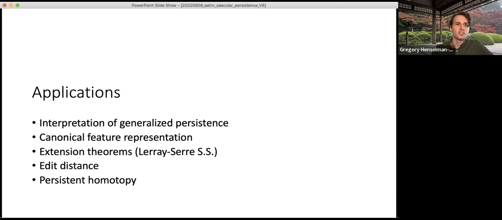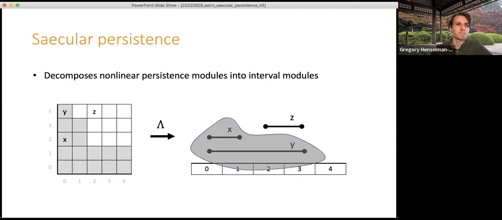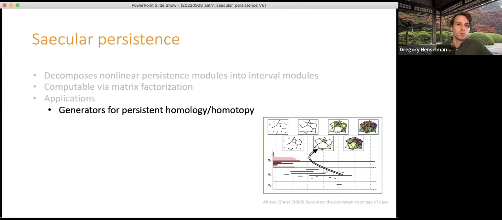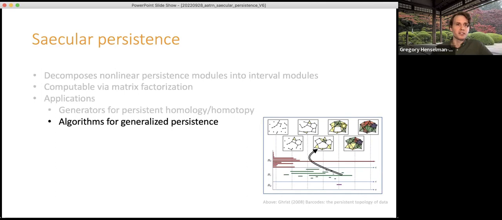Okay, so there's a bit about applications. There's interpretation of generalized persistence, canonical feature representation for scientific reproducibility, extension theorems, edit distance, and homotopy. And in review, what did we talk about? We talked about a systematic way to decompose a persistence module into interval submodules. We didn't talk about how you can compute this decomposition by matrix factorization, but you can. You can use it to get generators.